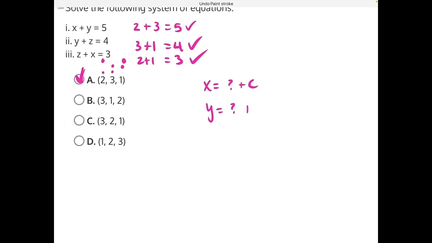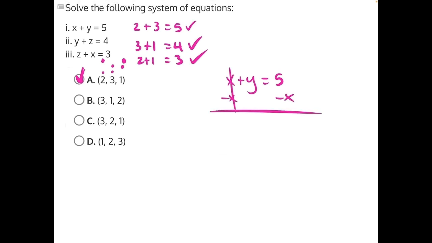I'm going to take my first equation, x plus y equals 5, and I want to isolate y. So I'm going to subtract x from both sides. Using opposite operations, that will give me y is equal to 5 minus x. And now I can substitute that into my second equation.